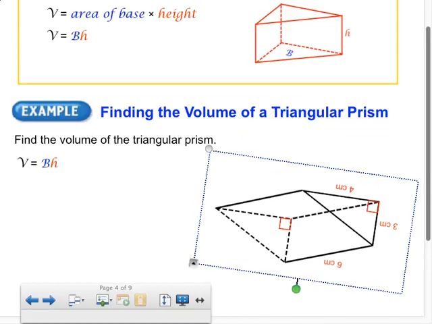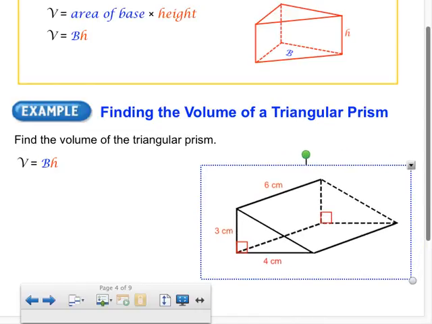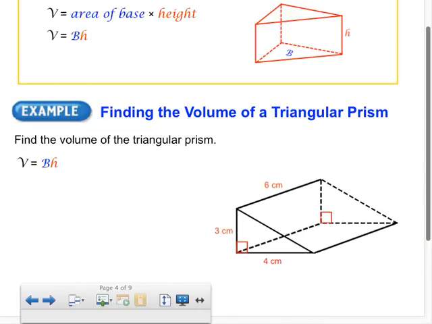What's the height still? No, what's the height of the prism going to be? Remember what I said? If I turn the shape sideways, the bases are always the top and the bottom, but sometimes they'll turn it sideways. The length of the rectangles are always the height of the prism. Do you guys remember that from the other day? So what's the height of this prism?